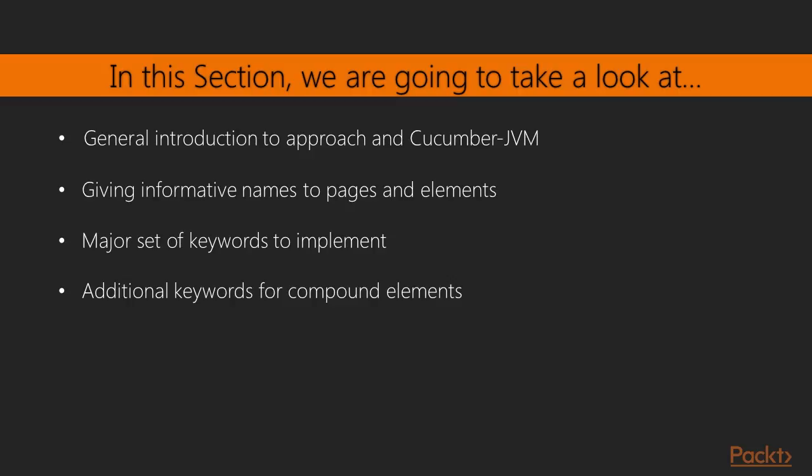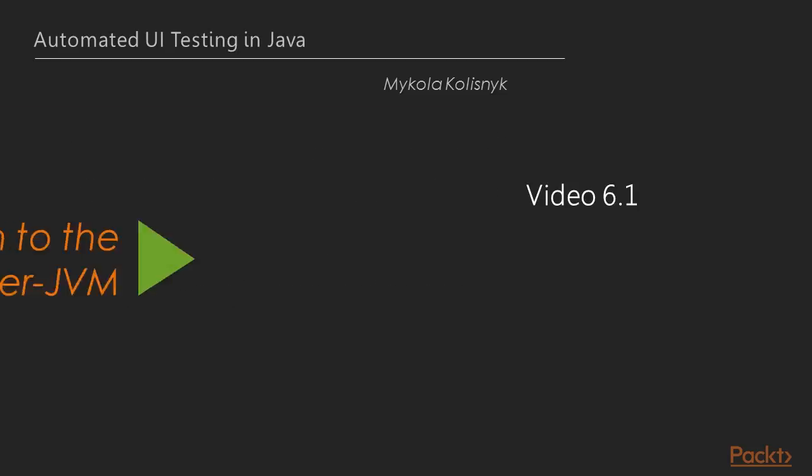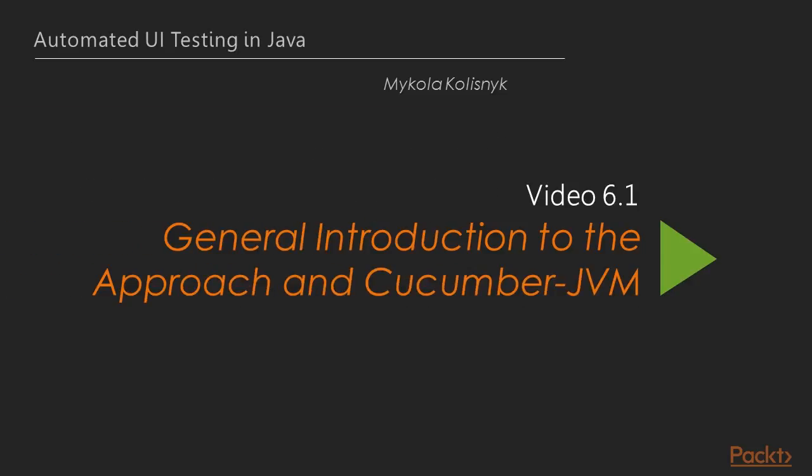After that, we'll start adding more abstractions to give pages and elements more or less informative names. We'll add some major set of functionality we need while writing tests using this approach. Everything will be supported with live examples. We'll take our sample banking application again and implement it in a keyword-driven manner. And we'll start with a general introduction to the keyword-driven approach.